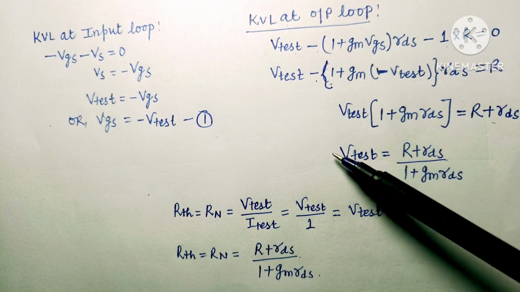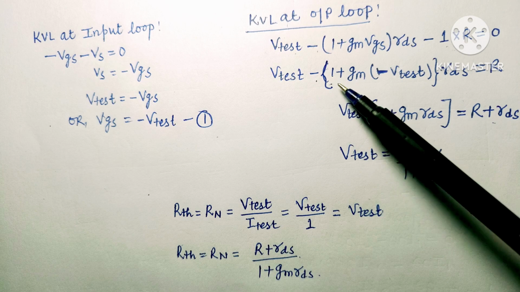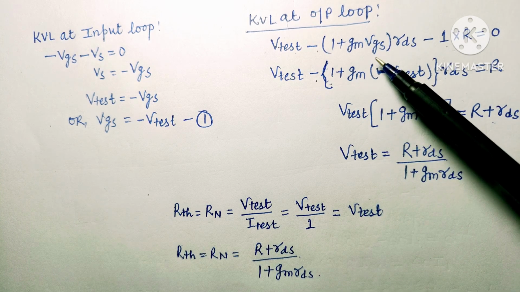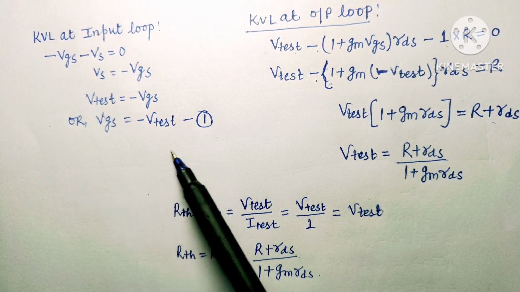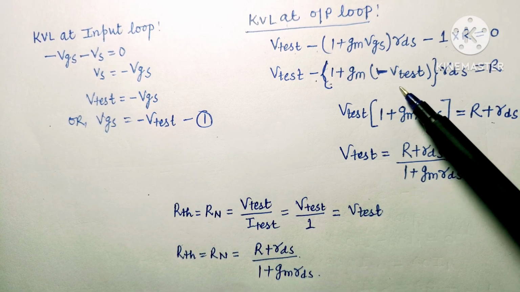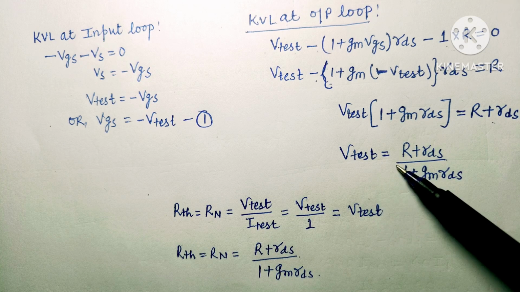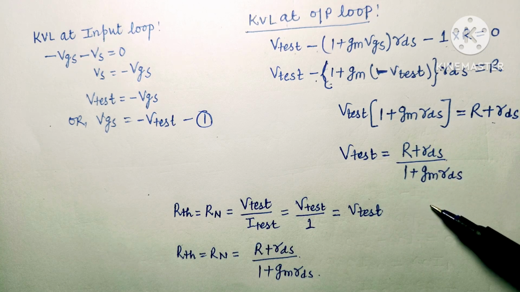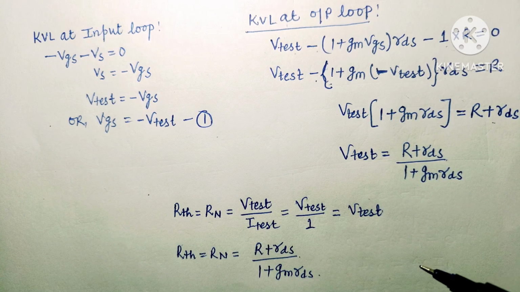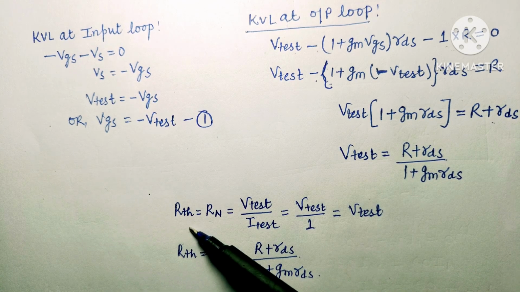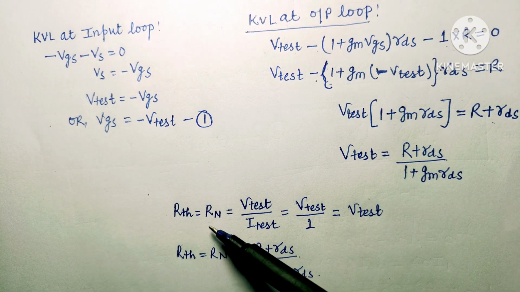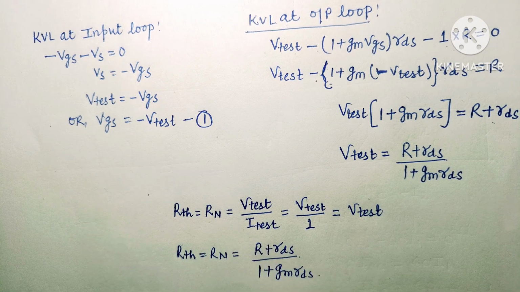If we rearrange this equation, then we find V test minus 1 plus gm and VGS, whose value can be written from equation number 1. Then we put VGS equal to minus V test here, and RDS equal to R. If we solve this equation, then we find V test is equal to capital R plus RDS whole upon 1 plus gm into RDS. As we know, Thevenin's resistance RTH and Norton resistance Rn can be calculated by the same method, so their values will always be equal.